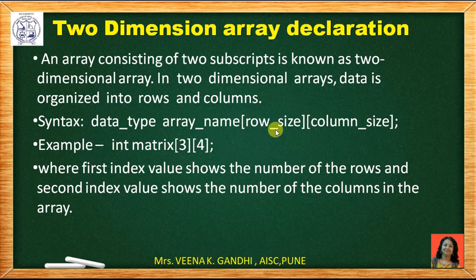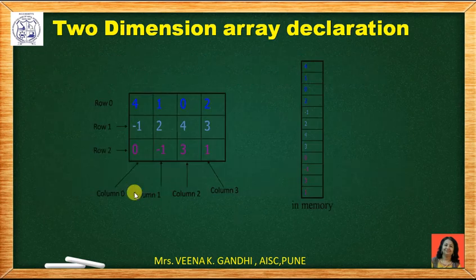Now row subscript and column subscript always start from 0. For example, int matrix[3][4] means a matrix having 3 rows and 4 columns. So your first index shows the number of rows and the second index shows the number of columns in the array. You can see in this figure 3 rows are there and 4 columns are there. So rows start from 0 and columns start from 0. Row subscript starts from 0 and column subscript starts from 0.